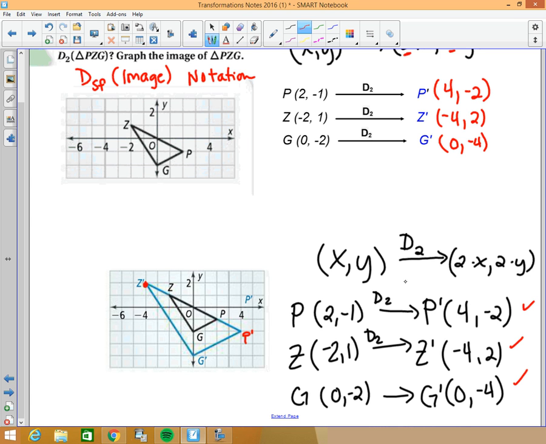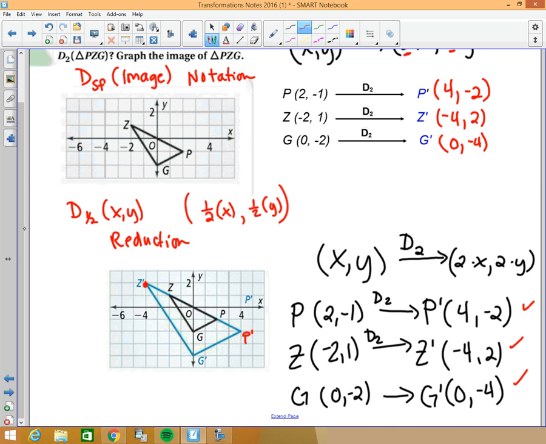Now, if it were a fraction, we do it the exact same way. If it were a D and it had a scale factor of 1/2, and we said X, Y, we would say 1/2 times X, and 1/2 times Y, the exact same way. Of course, this one would be a reduction because it's a scale factor less than 1.